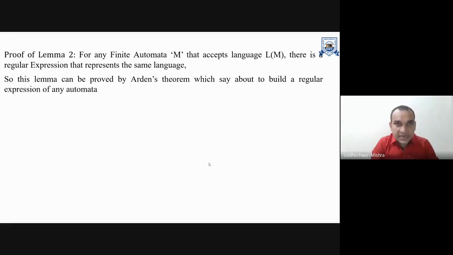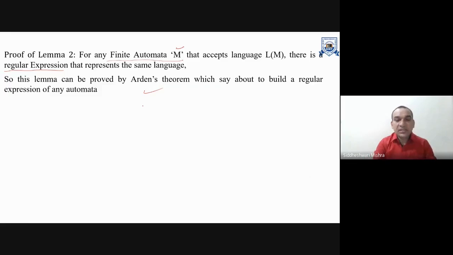The next lemma states that for any finite automata M that accepts the language L of M, there is a regular expression that represents the same language. So this statement is telling that if you have any finite automata, that means if you are given any machine, then you are able to draw the regular expression of that corresponding machine. This lemma can easily be proved by Kleene's theorem, because Kleene's theorem also states that if you have a finite automata, you can draw a regular expression. How can you draw a regular expression? Kleene's theorem also states that.